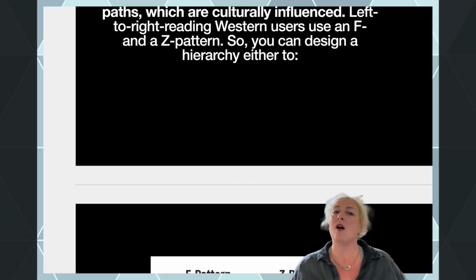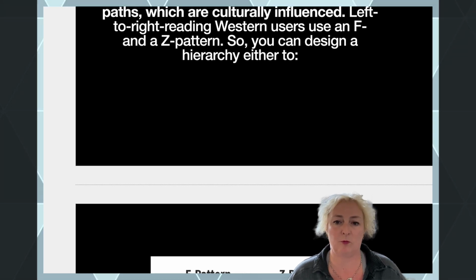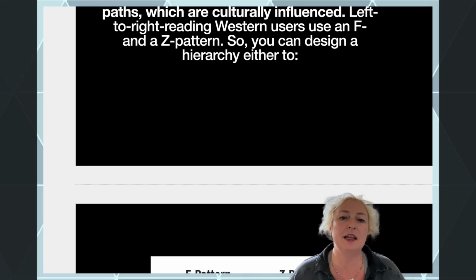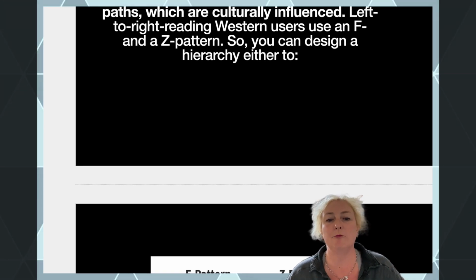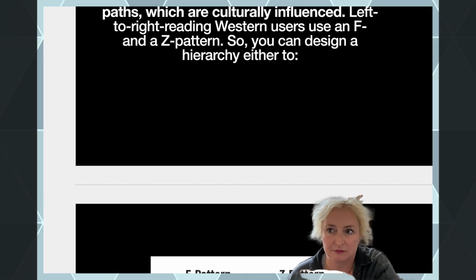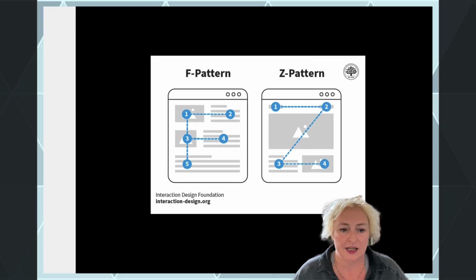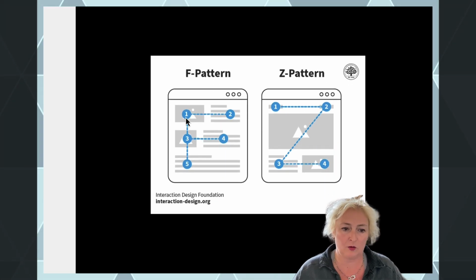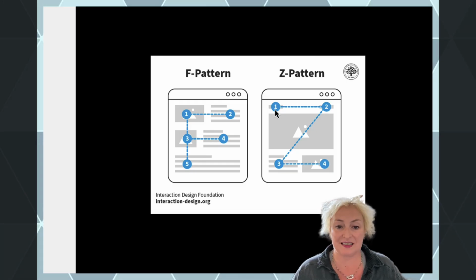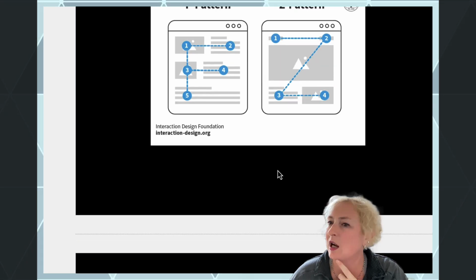Users' eyes follow predictable reading paths, which are culturally influenced, right? We read left to right, and Western users use an F or Z pattern when you read. So here's the F pattern: you either go left, right, down, or you go the Z pattern. I think I'm more of a Z person. What kind of person are you?